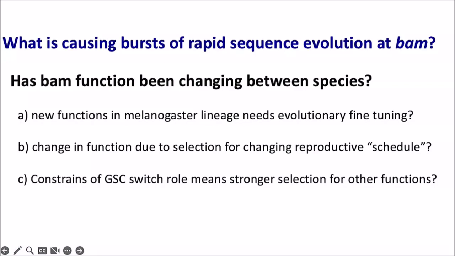So very quickly, you're starting to see that our simple worldview, that maybe we can track these down in a very simple way to a single phenotype, is going to be more complex than we hoped. Anyway, it could be that there are constraints, of the germline switch role means stronger selection for other functions, which could act on BAM in the same way.